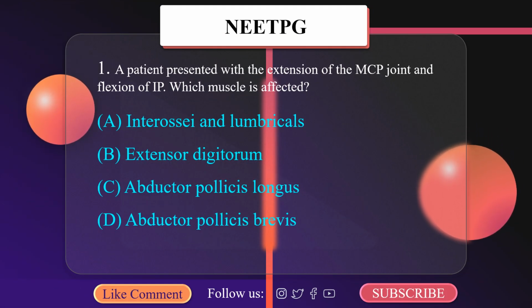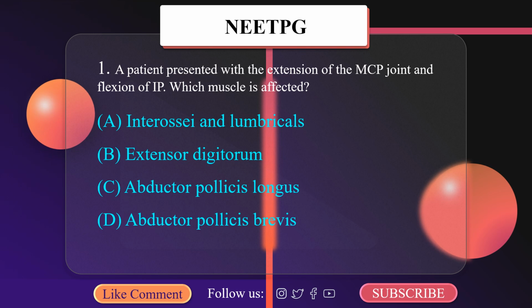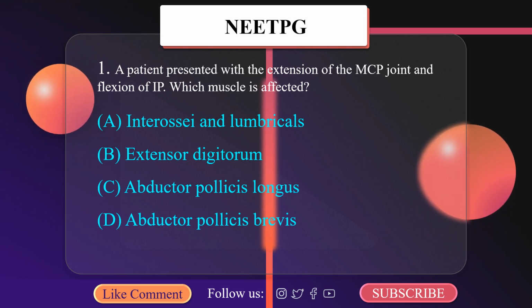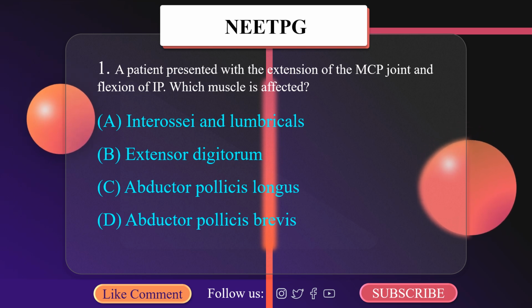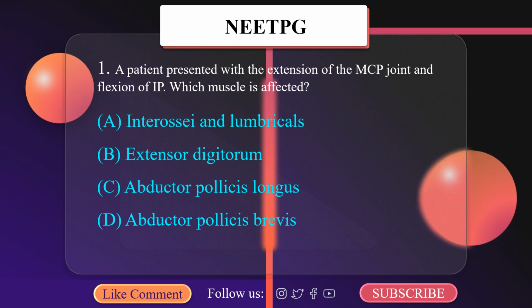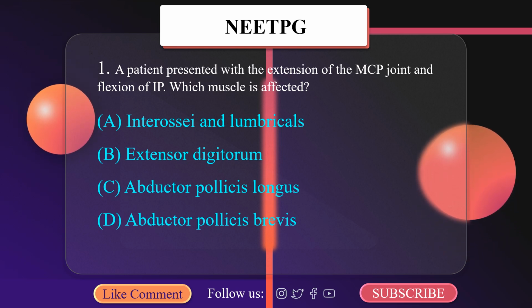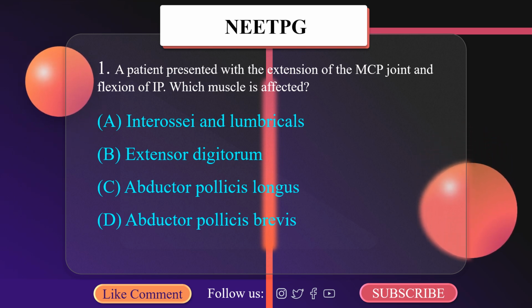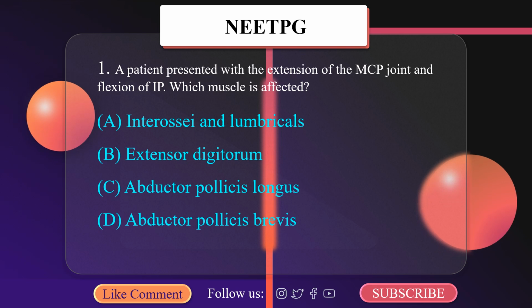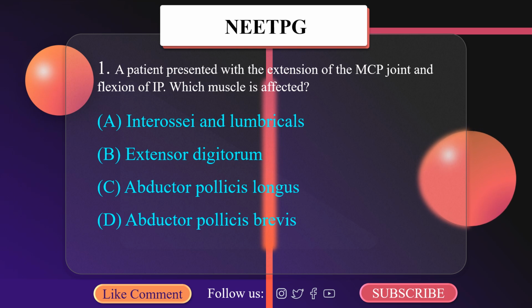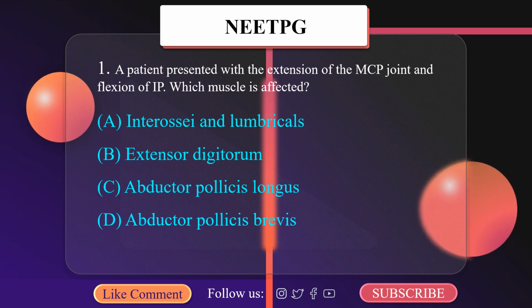A patient presented with extension of MCP joint and flexion of the IP joint. Which muscle is affected? A. Interosseous and lumbricals. B. Extensor digitorum. C. Abductor pollicis longus. D. Abductor pollicis brevis.